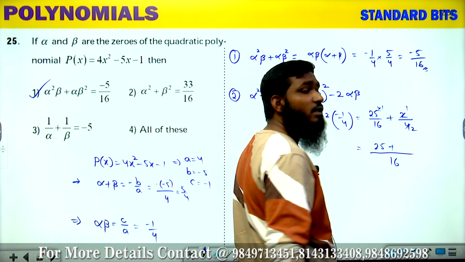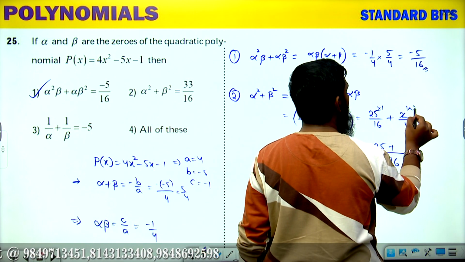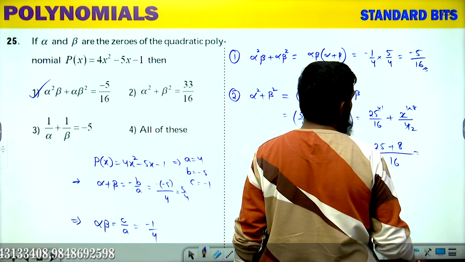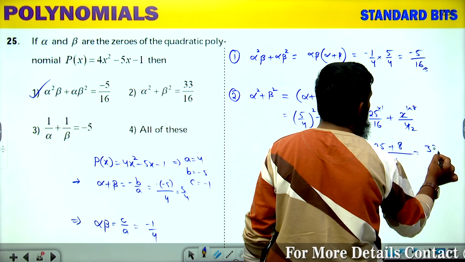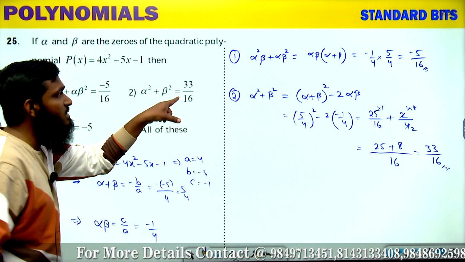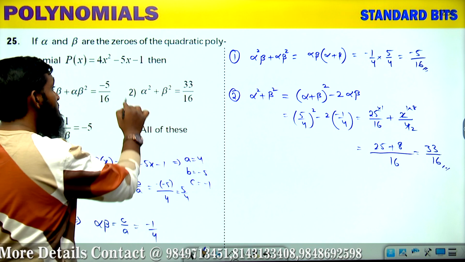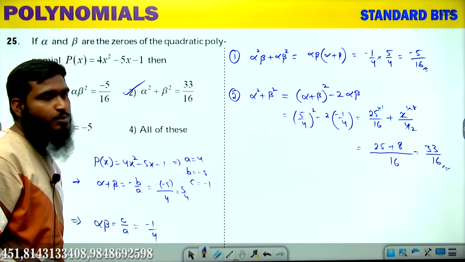Now 2 means in 2 table 16 means 8. So we have to write this part as into 8. 1 into 8 means 8. Now 25 plus 8 means how much can we write? 33. 33 divided by 16. In this also the same answer is given, which means option 2 is also correct. But we can't write option 1, option 2 only. Let us go with option 3 also.